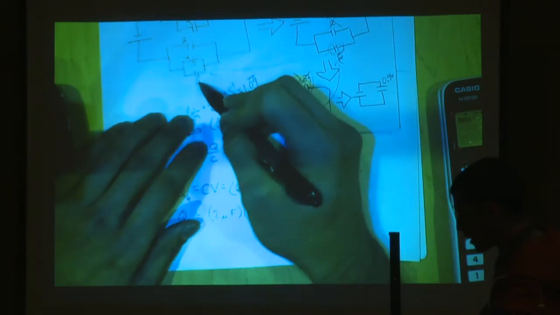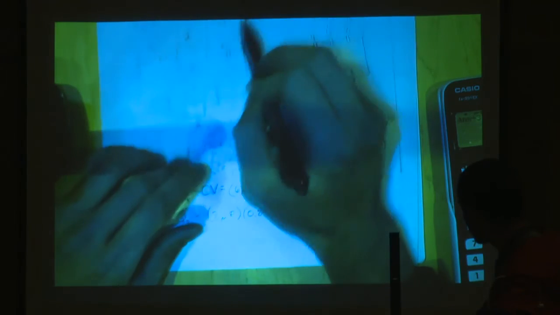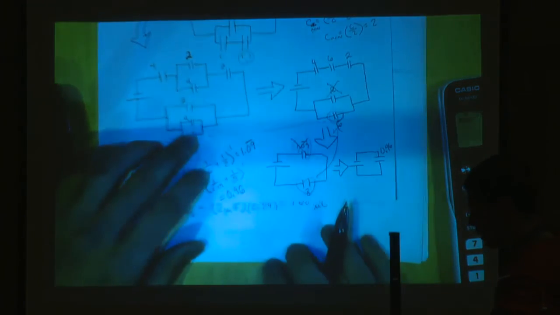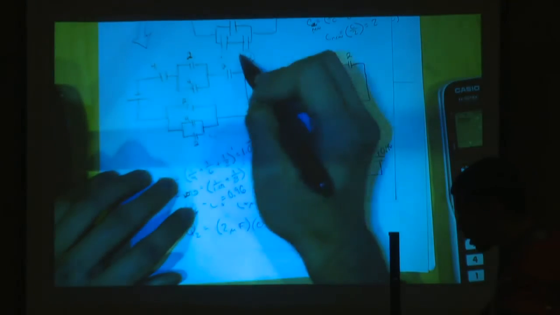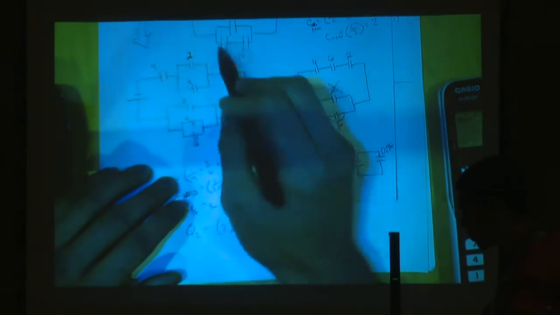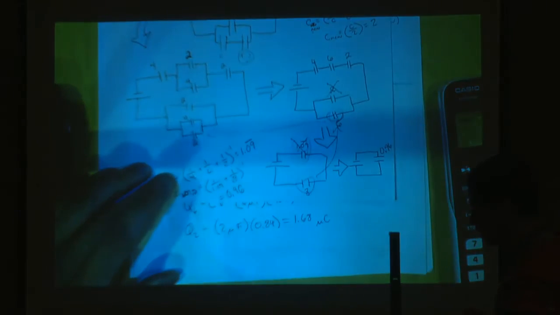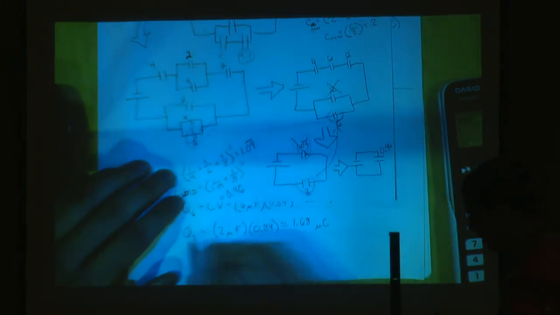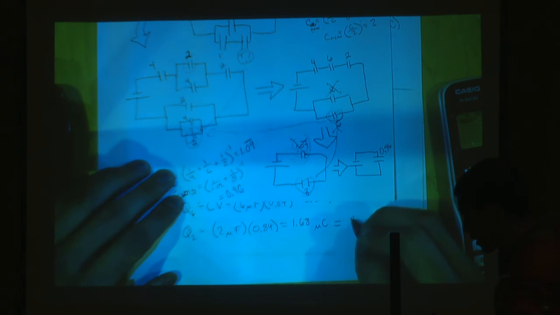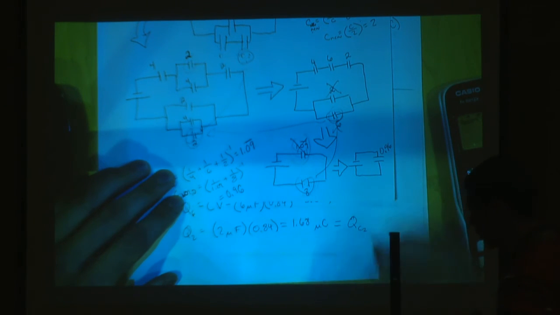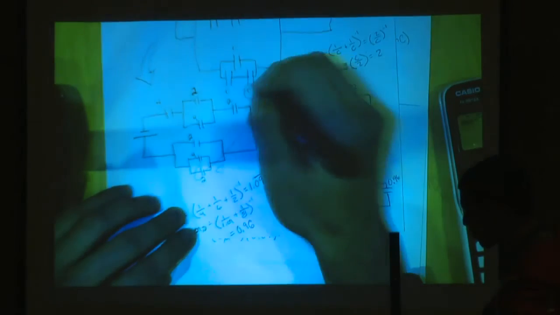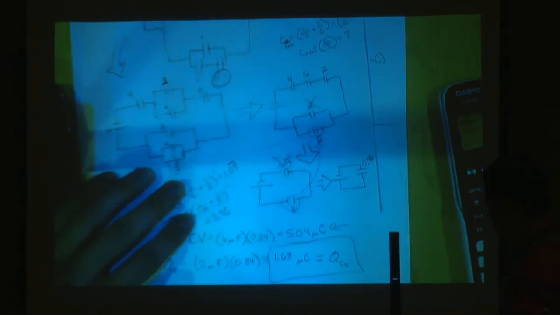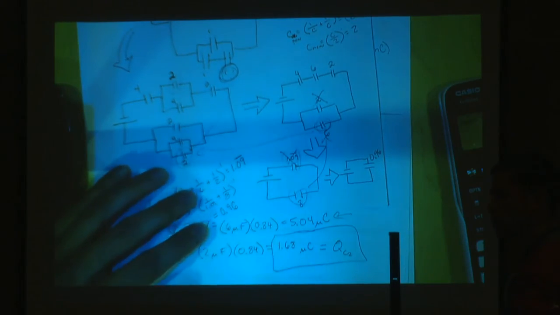So that will be for here, and then we break it up one last time. Thus, our charge will be the same on each. Thus, the charge on this one will be the charge on that one, and thus our Q2 equals the charge on C sub 2, which is like what we were originally looking at. So our final answer would be 1.68 microcoulombs.